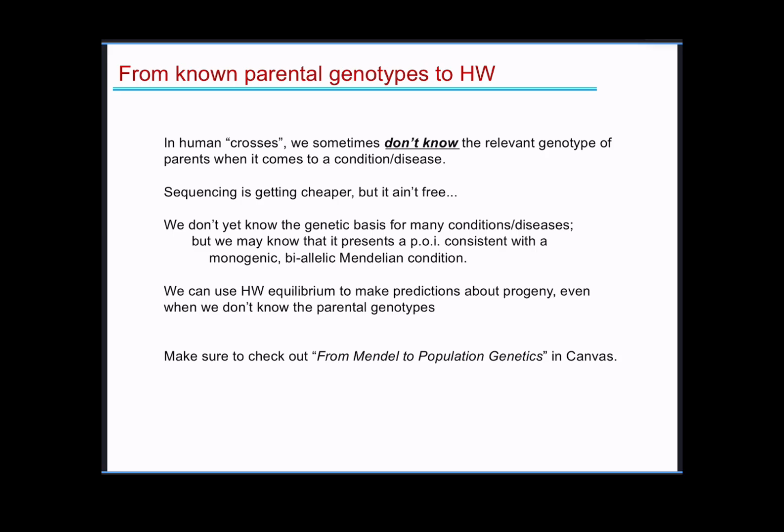There is a page in Canvas at the end of this week's module called From Mendel to Population Genetics, and I strongly encourage you to check it out. There may be one or two questions associated with that in exams, and it covers how we go from simple Mendelian genetics to how we derive the Hardy-Weinberg equilibrium. Okay?